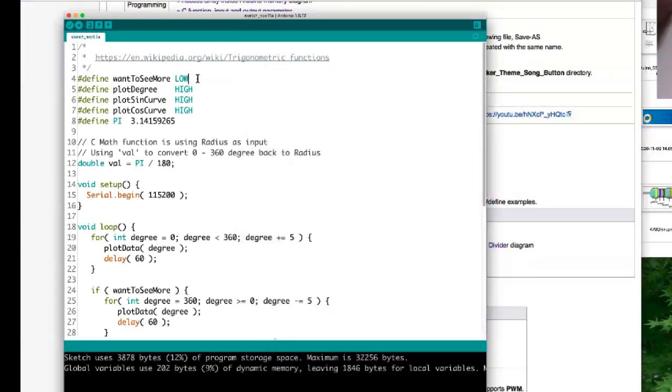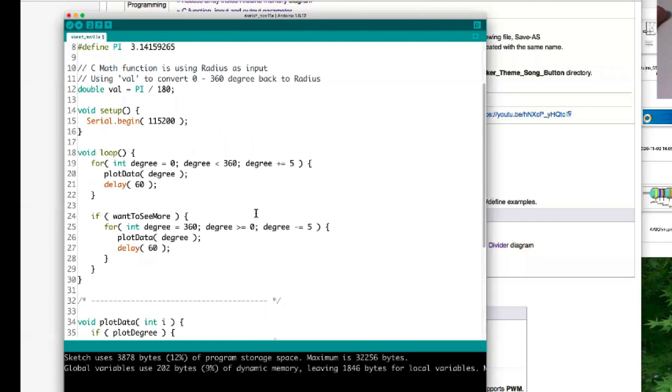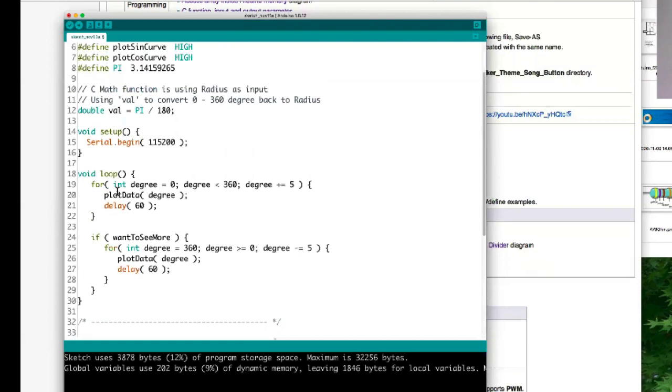So I'm going to put in another one. What it does is in this loop, previously it was only looping from 0 to 360 and then dropping back to 0. So I don't want to see more of that, so this one is skipped. Now I want to go back from 360 down to 0. So you can see the curve is going up and going down, not a sharp drop.